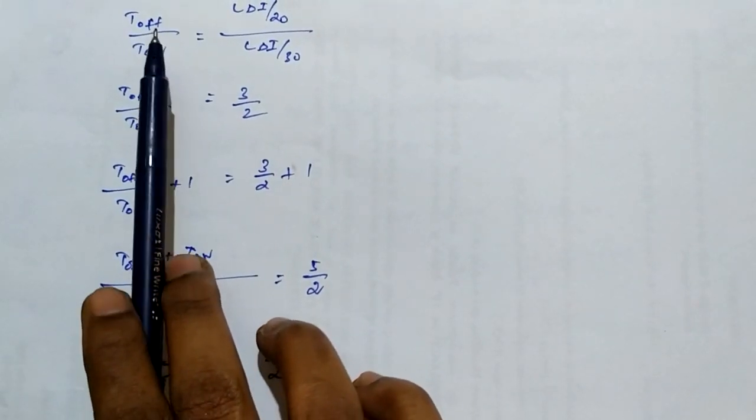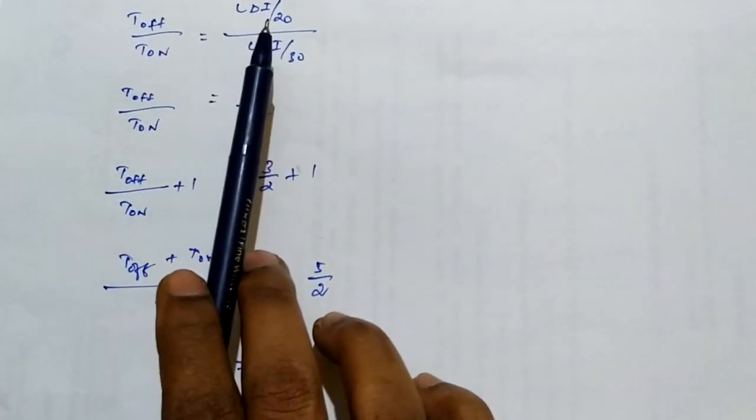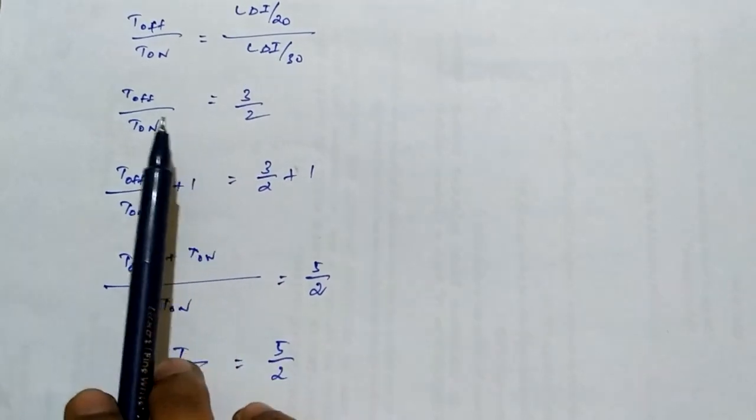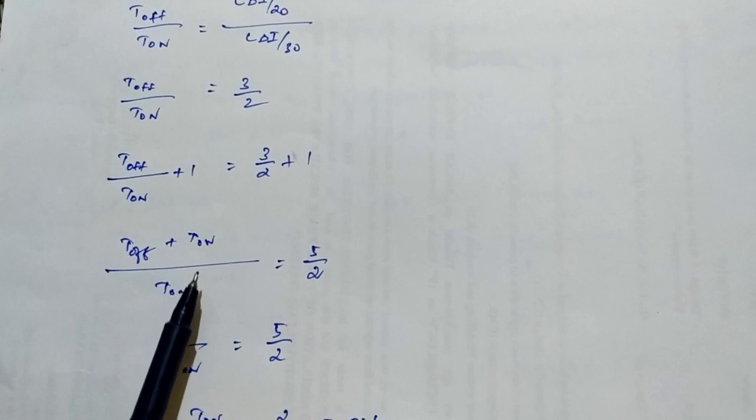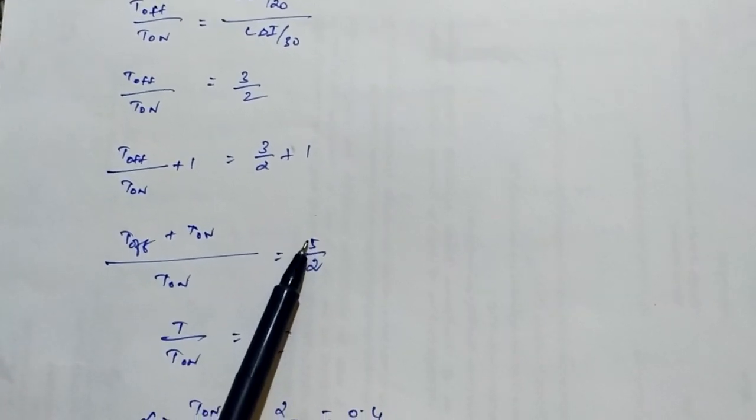Now this on time and off time is getting divided. So we get T off by T on is equal to 3 by 2. Now add 1 on both sides. Now take LCM. So T off plus T on over T on is equal to 5 by 2. Again, T off plus T on is equal to the total time.